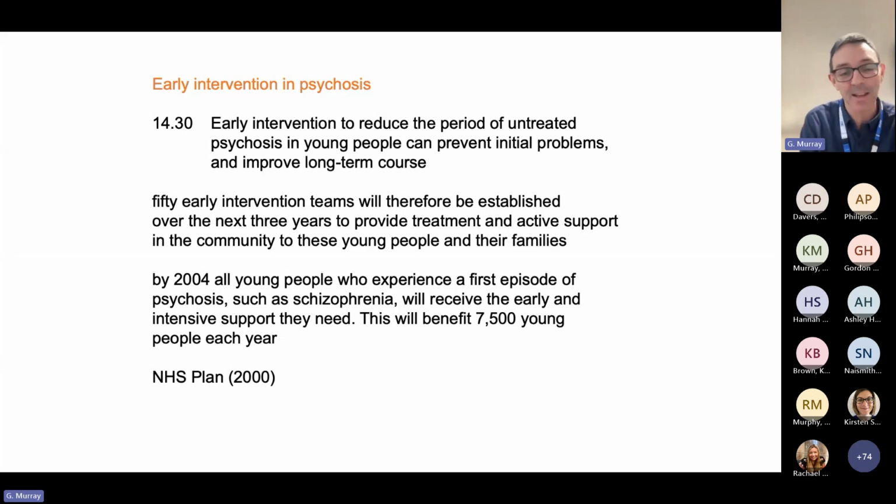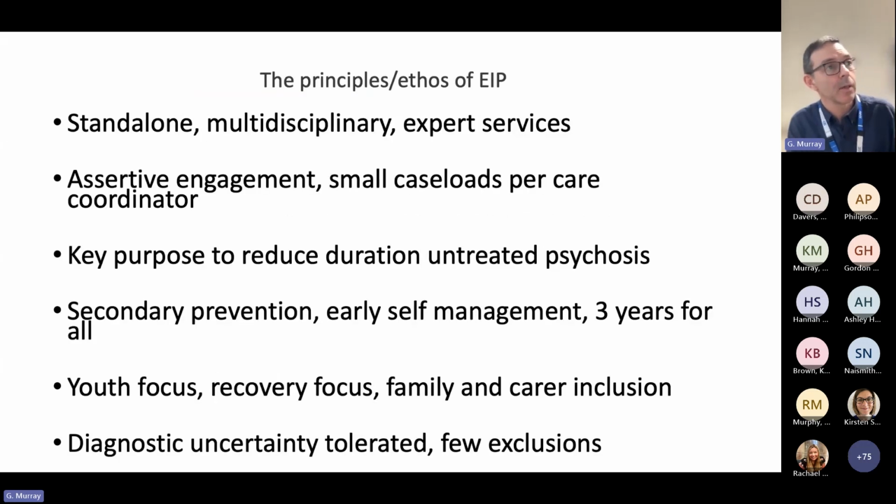So there it was at that time, a focus on young people, and the establishment of EIP teams across England to provide treatment and support in the community to young people and families, and the ambition by 2004 that everybody presenting with a first episode of psychosis in the NHS would receive the support they need, and it would benefit 7,500 people each year. We now have an incidence of about 10,000. So incidence has increased since then, due to population growth and possibly other factors.